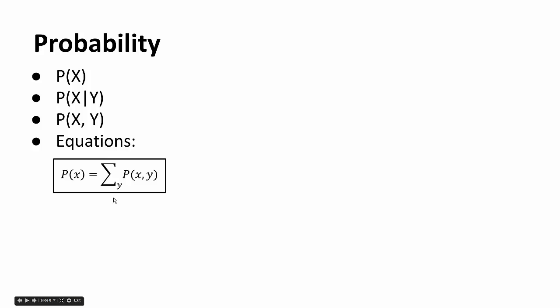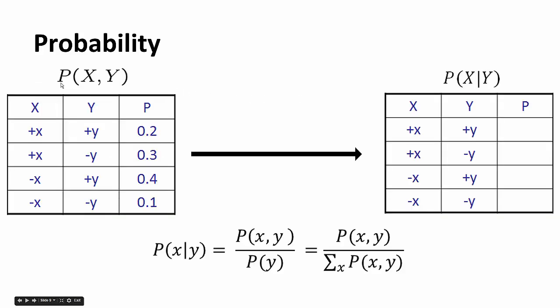The next equation that we're going to talk about is to go from a joint probability of x comma y to a conditional probability of x given y. To do that, we use this equation down here. The probability of x given y is equal to the probability of x comma y divided by the probability of y. Rewriting that in terms of our first equation, it's the probability of x comma y divided by the sum over x's of the probability of x comma y. Recall that this bottom portion, the sum over x's of the probability of x comma y, is just equal to the probability of y.